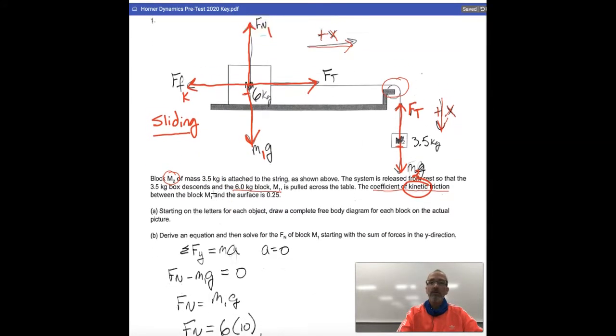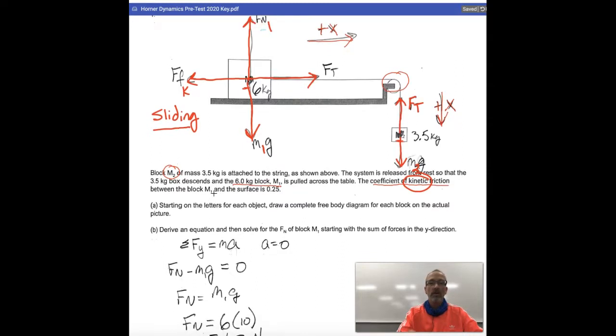It wants us to derive an equation and then solve for the normal force of block M1. So remember, this is block M1, and they want us to find out what is this normal force. Because the tension and the force of friction are at a 90-degree angle, and because they are going left and right and not up and down, they have nothing to do with the normal force. Because of that, we just want to look at everything up and down.